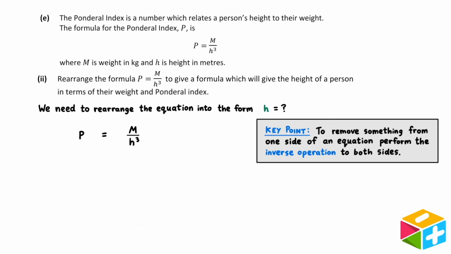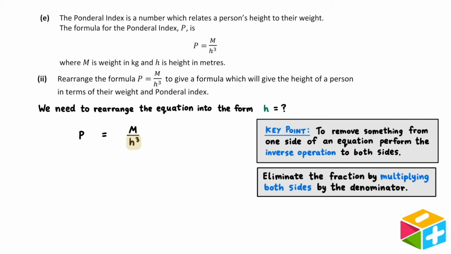The key point to keep in mind when rearranging equations is the following. To remove something from one side of the equation, perform the inverse operation to both sides. The first thing I notice here is that we have a fraction on the right hand side, and the h term is in the bottom of the fraction. It's quite awkward having the h here, so a good idea would be to eliminate this fraction.